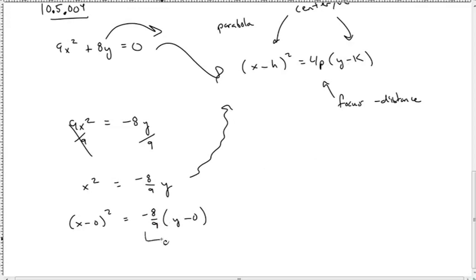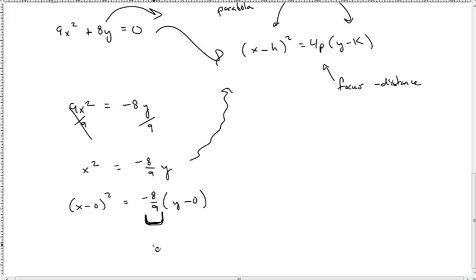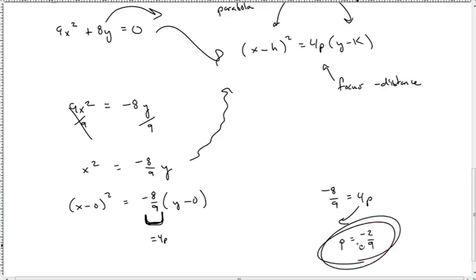What I don't yet know is what my p is. So right here, this chunk is supposed to be equal to 4p. And so I'm going to go on the side and say negative 8/9 is equal to 4p, and I solve for p. Well, I divide by the 4, obviously, and I get negative 2/9 in the end. Things cancel with the 8 and all that stuff. And so this is your focus distance right here. This is important. We're going to use it here in just a second.